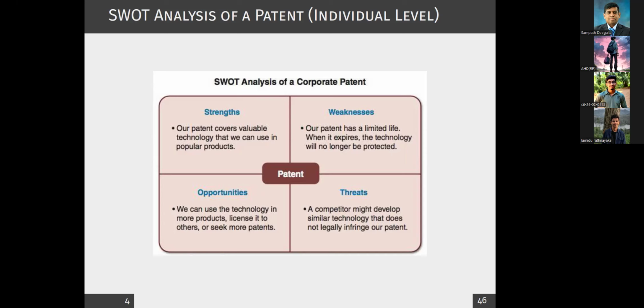Now they look at the outside, compared with the others. It says opportunity: we can use the technology in more products, license to others, seek more patents. Similarly, they have looked at the threats. A competitor might develop similar technology, right? People can develop similar technology without violating what is covered in the patent. Okay. So comparing the two SWOT analyses, what I want you to highlight is that the first one we looked at as a whole, so you see a very big picture. And the same thing can be done at the individual level, even for a small project level.